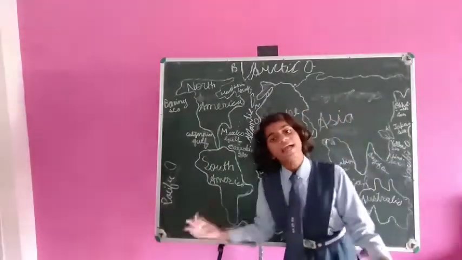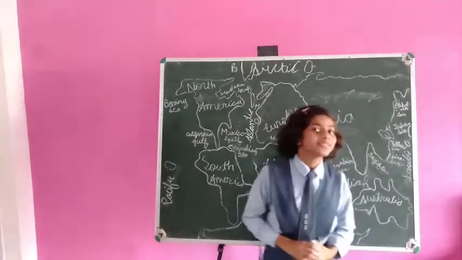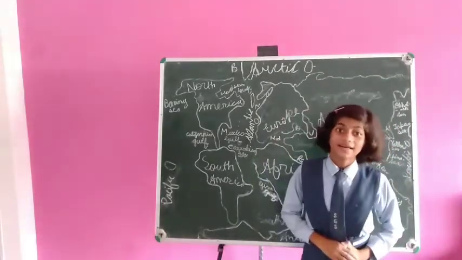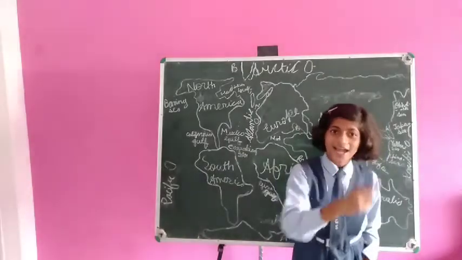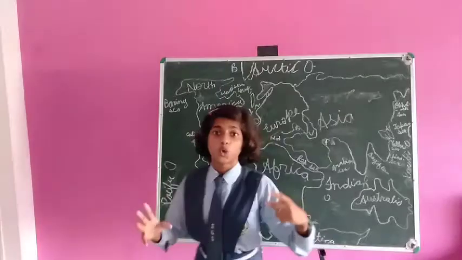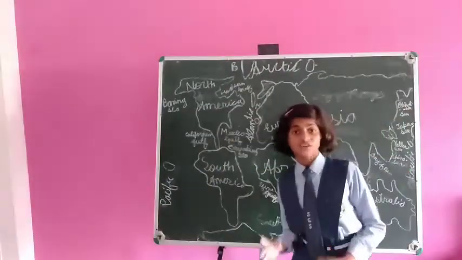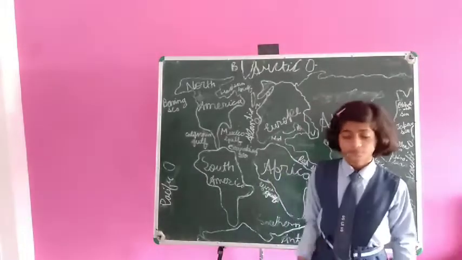The earth, hydrosphere and atmosphere. Now, where these three meet, what is that place called? Yes, you are correct. Biosphere. The biosphere is a narrow zone where the lithosphere, hydrosphere and atmosphere meet together.